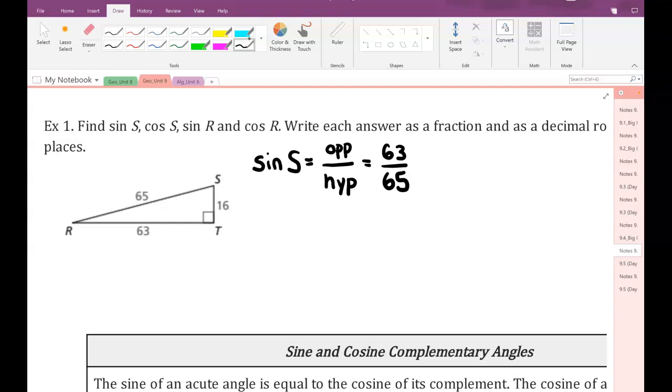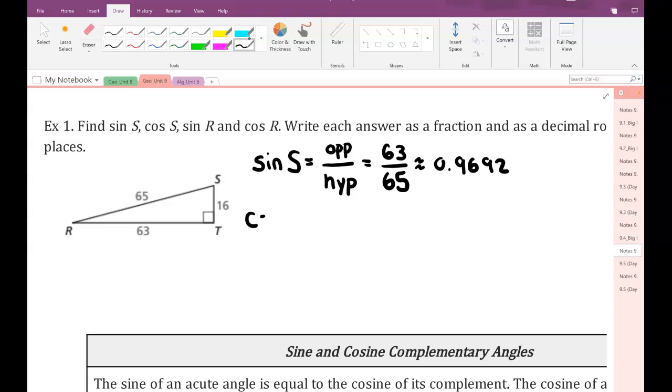So get out your handy dandy calculator. Let's see if mine turns on. All right, 63 divided by 65, and we're rounding it to 4 decimal places. That is approximately 0.9692. Now let's keep going from there.